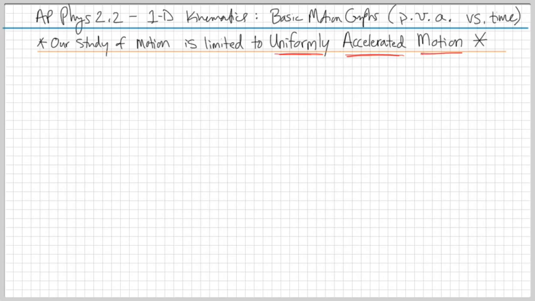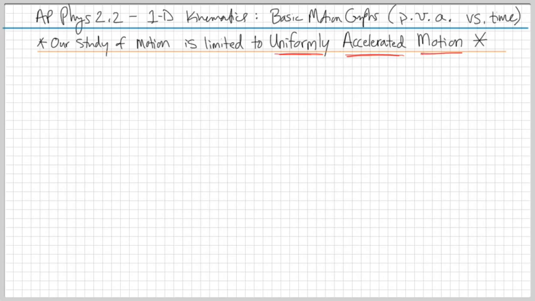It's important at this point to mention that all of our study of kinematics is going to be limited to what is referred to as UAM, or uniformly accelerated motion. This means that the acceleration is always constant. If I draw an acceleration time graph, of which I will draw two types today in this video, the line on that graph is always straight. The value of acceleration is not changing.